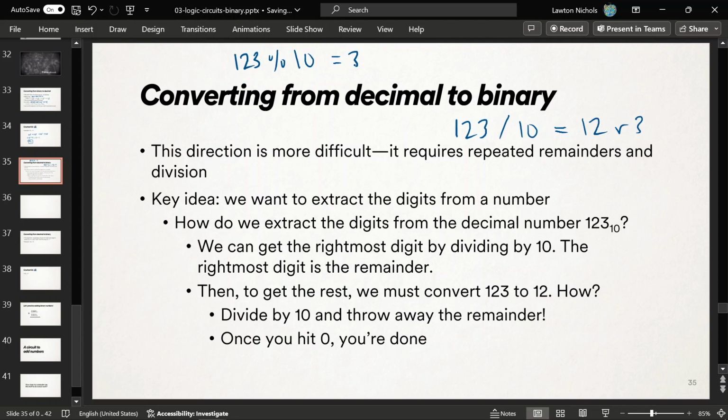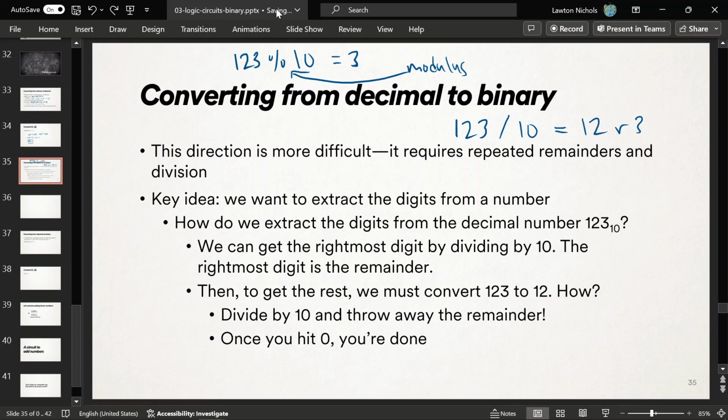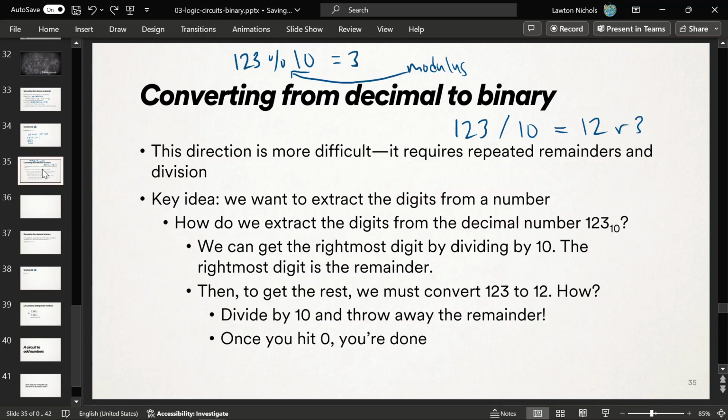All right? And this operator exists in many programming languages. It's called the modulus operator. So I'll say mod for short. I'll say calculate please 123 mod 10. That's do the division and then give back the remainder rather than the quotient. Okay? So that's the idea. So the key here is it's going to generalize back to this idea again. So like normal decimal stuff, I'm going to show you something in decimal, and it's going to generalize to binary all over again.